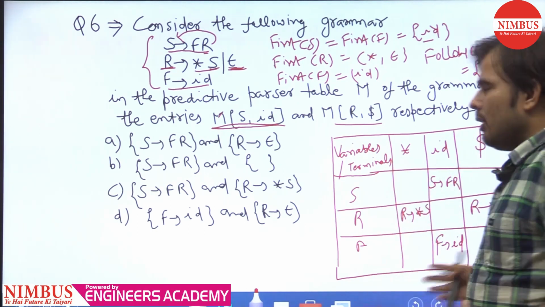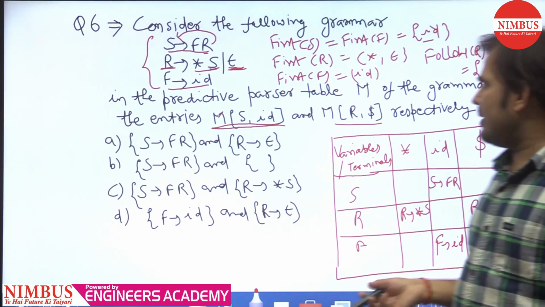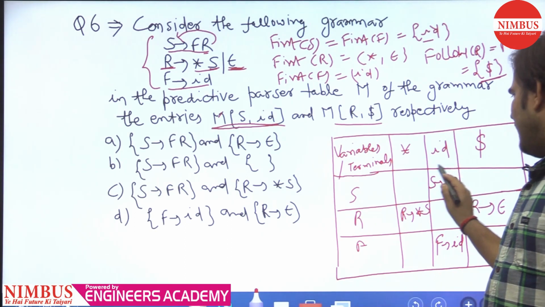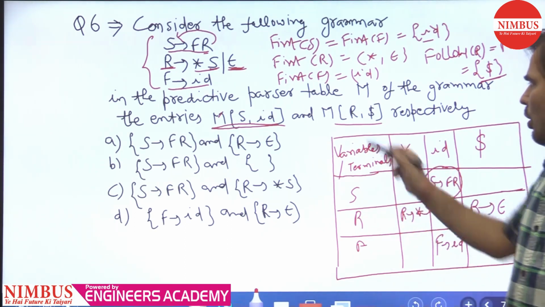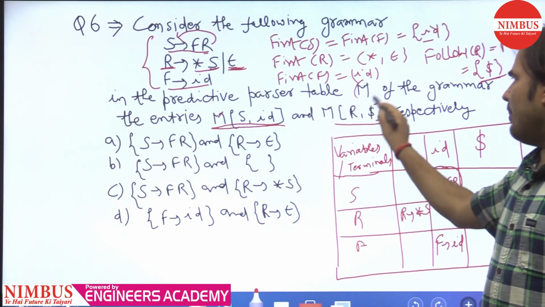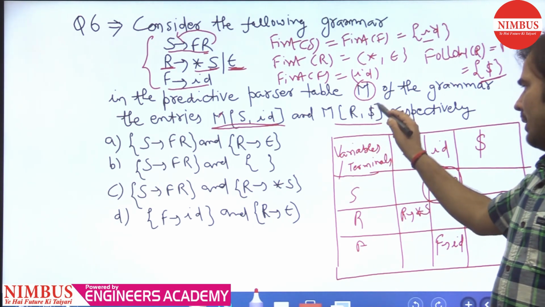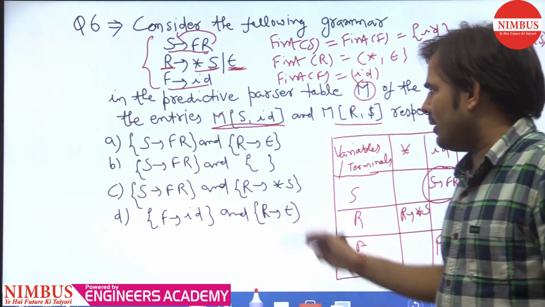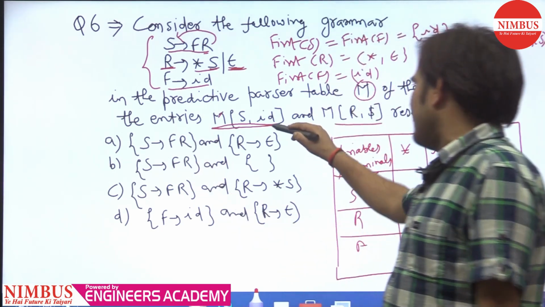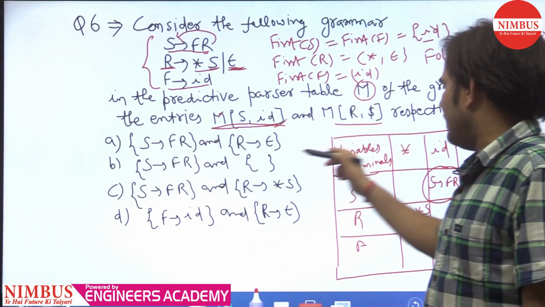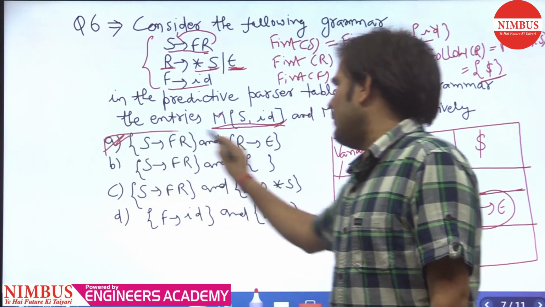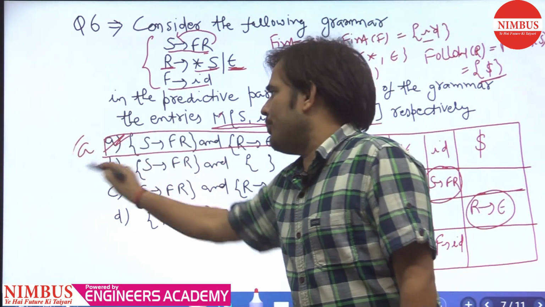So this is the LL1 पार्सिंग टेबल. अब हम लोग एंट्री चेक कर लेते हैं. सो इस टेबल में S पे ID के अंडर में क्या पड़ा हुआ है? S टेंड्स टू FR. और इस टेबल में R के रो में अंडर डॉलर क्या पड़ा हुआ है? R टेंड्स टू एप्सिलॉन. सो डायरेक्टली यू कैन चेक ऑप्शन A, S tends to FR, yes. And second one is R tends to epsilon. Yes, so directly no need to check further. Option A is correct here.